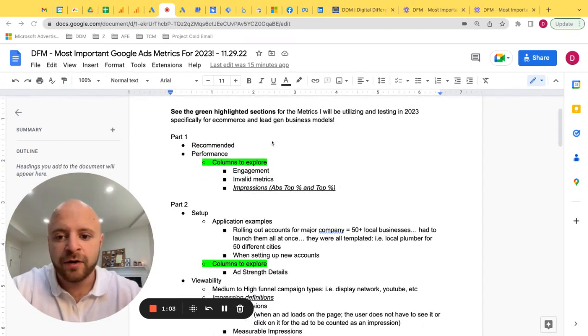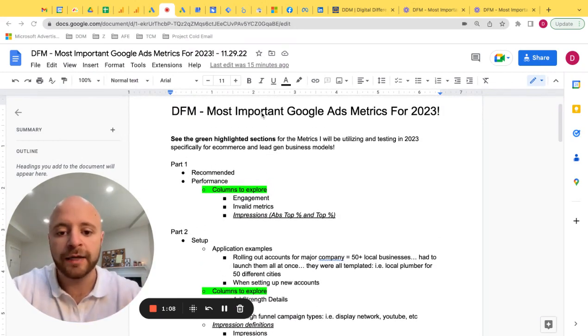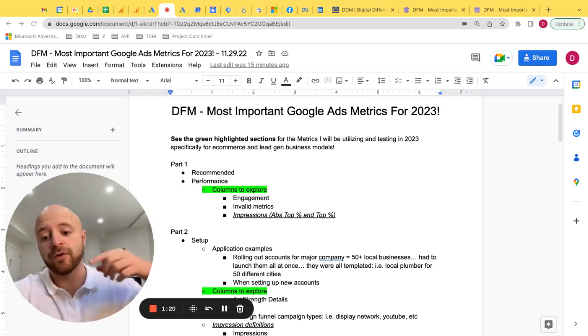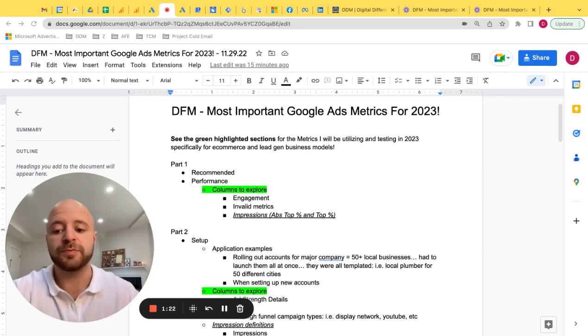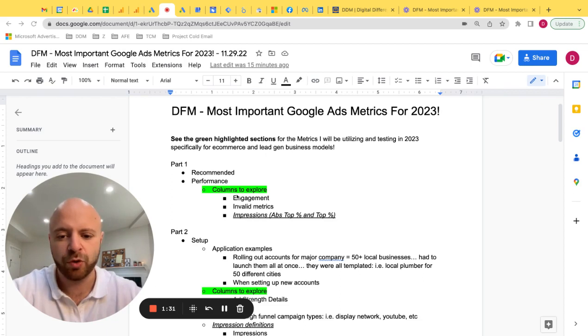Nerding out over here. So basically, I organized this document. You could see it in the link below, and any section highlighted in green are the columns to explore. I'm going to go through, and this part one, part two, so on and so forth indicates which video each explanation was fully recorded in, with a little more of a dissection. But I wanted to give a brief recap and overview about the certain metrics to explore and kind of just wrap us up in a conclusion.